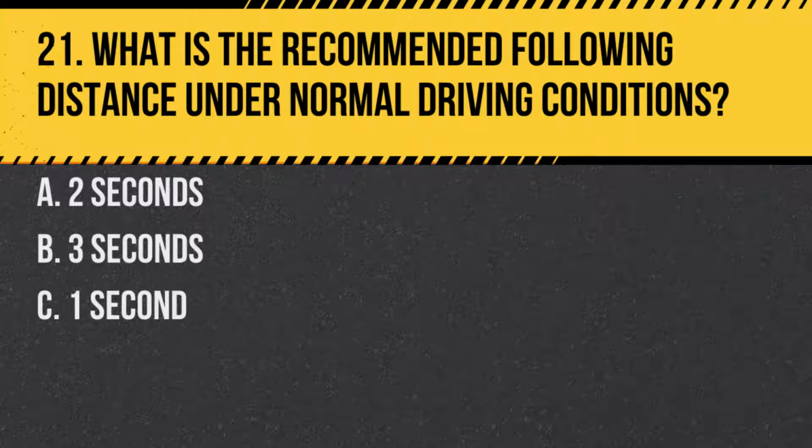Question 21. What is the recommended following distance under normal driving conditions? A. 2 seconds. B. 3 seconds. C. 1 second. Answer B. 3 seconds. The recommended following distance under normal driving conditions is at least 3 seconds. This distance allows adequate time for reaction and stopping to avoid collisions.